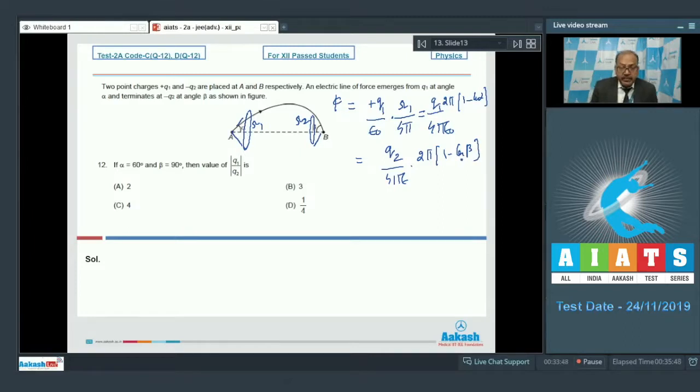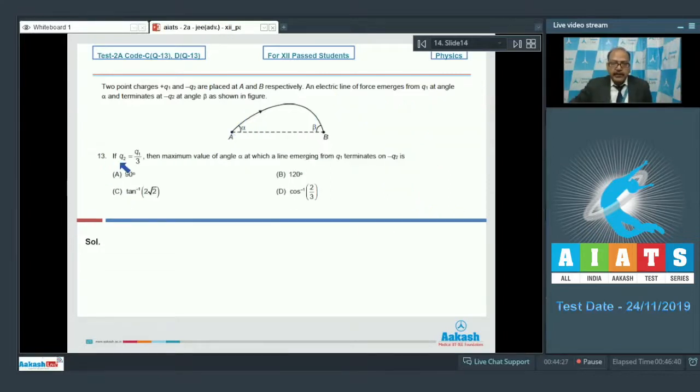Let's put the values that's been given to us. So we get Q1 into 1 minus cos 60, that means Q1 into 1 by 2 equals Q2, which means Q1 by Q2 equals 2. And which means option A is correct. We can now go to the next question.